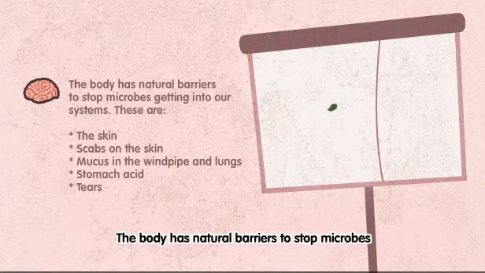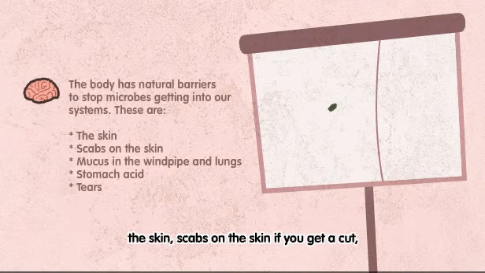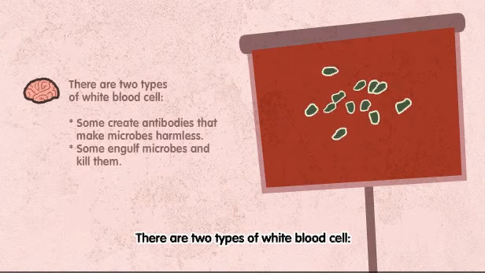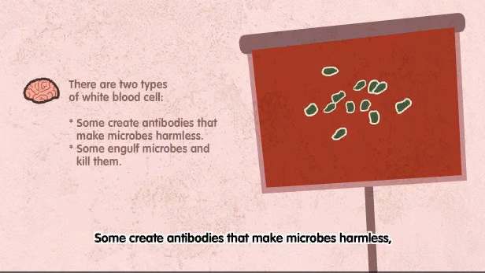The body has natural barriers to stop microbes getting into our systems. These are the skin, scabs on the skin if you get a cut, sticky mucus in the windpipe and lungs, stomach acid, and tears. There are 2 types of white blood cell. Some create antibodies that make microbes harmless. Some engulf microbes and kill them.